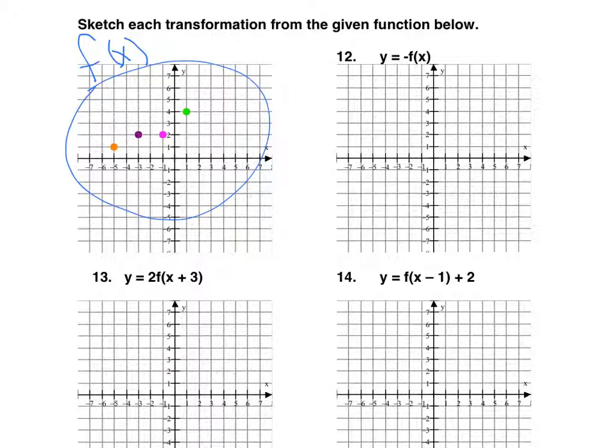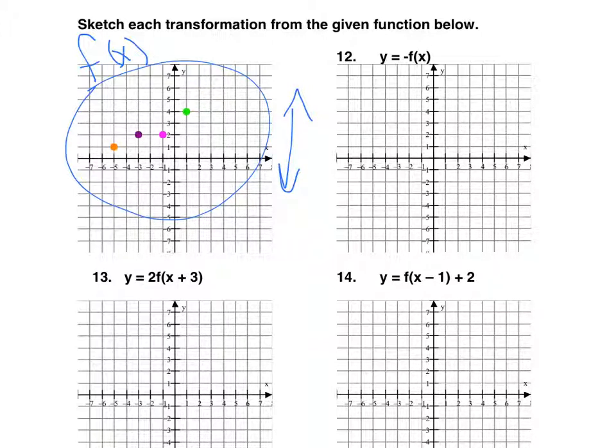So in order to do this, we need to understand how doing these things to f affects the graph of the function. So in number 12, we have a negative outside of the function. Now we have to remember, is the negative inside or outside? Here it's outside. So what does that do? Well, that flips vertically. So it changes the y values that were once positive to negative. It does nothing to the x values. It just changes all of the y values to negative.